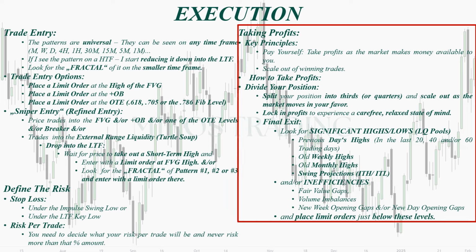Another way to determine my exit points is by using symmetrical price swing projections from intermediate term high to the intermediate term low. I place limit orders just below these levels to guarantee the fill.